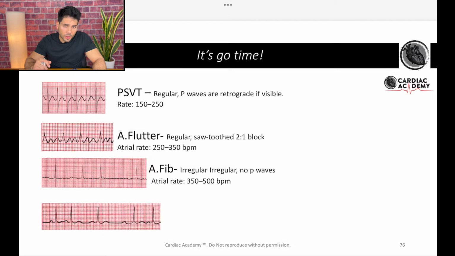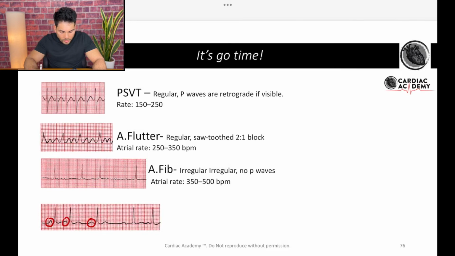All right, this next one, what do you think? Again, we are seeing an irregular rhythm, but we are seeing some P waves, right? And these P waves have different morphologies. So what type of arrhythmia is this? This is a MAT, multifocal atrial tachycardia, okay? Very good.